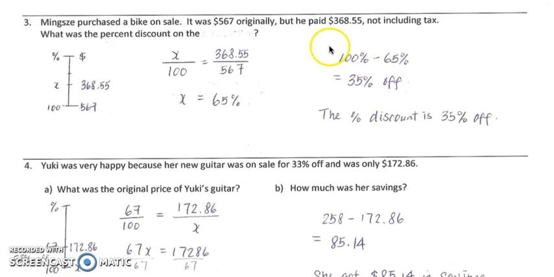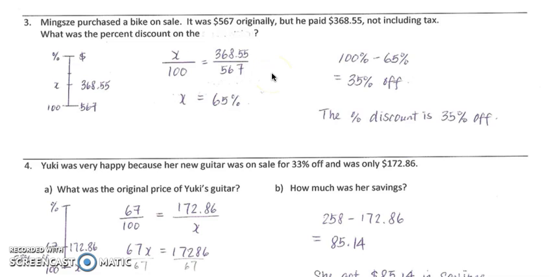Number 3. Mingzi purchased a bike on sale. It was $567 originally, but he paid $368.55, not including tax. What was the percent discount on the bike? So the part and whole diagram shows that the original price as a whole, $567. The sale price, or what Mingzi paid, $368.55, is the part. This can be compared to x and 100, respectively.